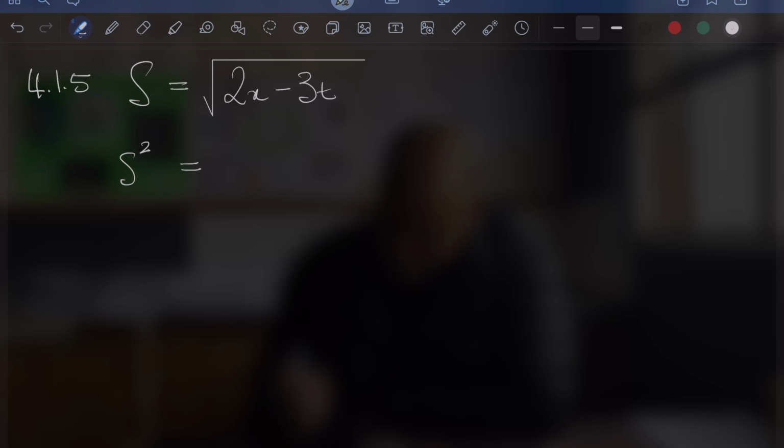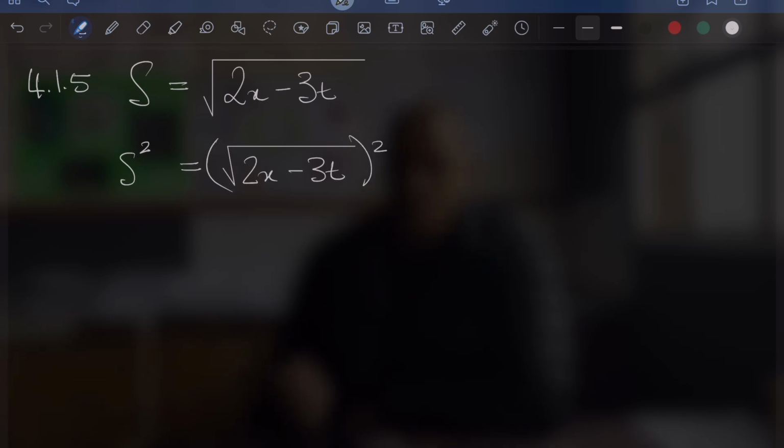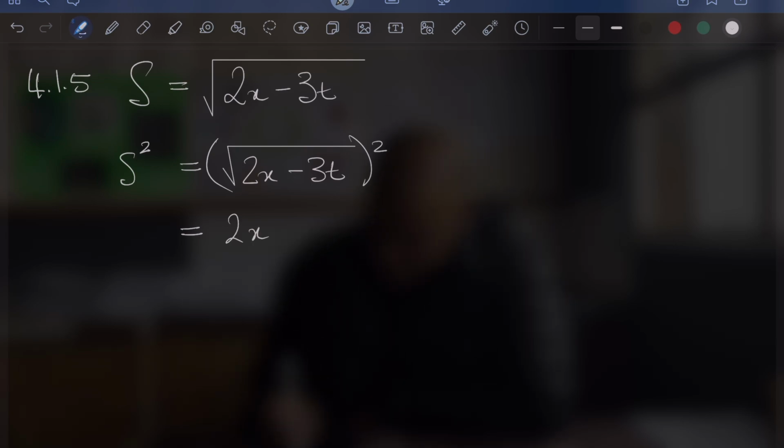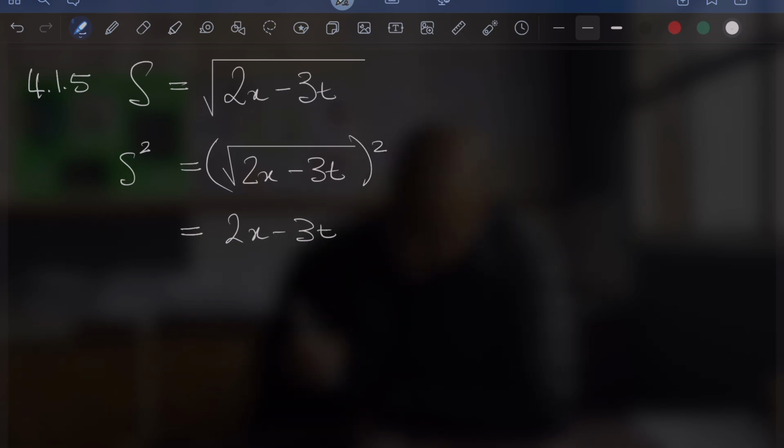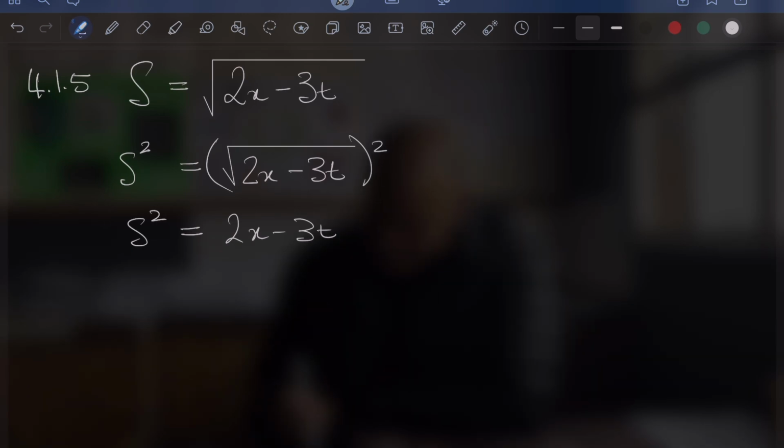So I'll square the left hand side as is squared, and if I square this side, it will look like that. And of course, squaring and square rooting, they are inverse operations, which means they destroy each other basically. So you will just have 2x minus 3t popping out of that operation, and this is still equal to s to the power of 2. Right, so now we can proceed easily to isolate x by getting x by itself, in other words.